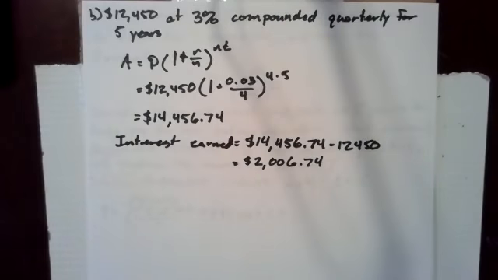If we instead put $12,450 in the bank at 3% compounded quarterly for 5 years, we have the same equation, and it comes out to $14,456.74, and we've earned $2,006.74 in interest.